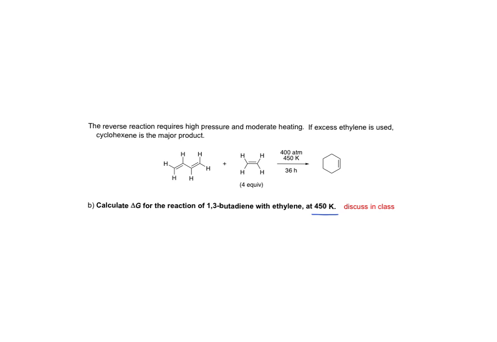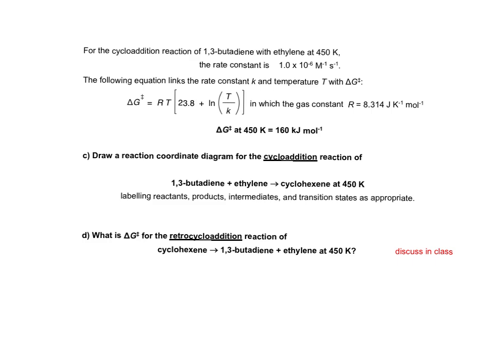Then turn to the last page of the worksheet. The previous page of the worksheet was on thermodynamics, the equilibrium or how far a reaction goes in either direction. The last page of the worksheet focuses on kinetics. How fast is the reaction? And from the rate of the reaction, we get a direct sense of the energy barrier, which is delta G double dagger.